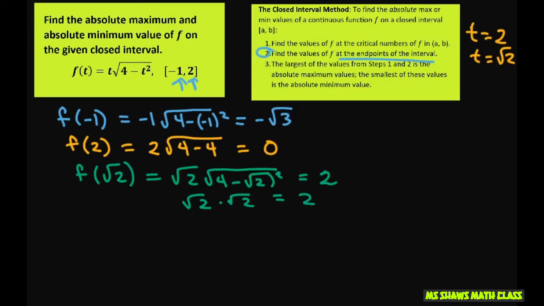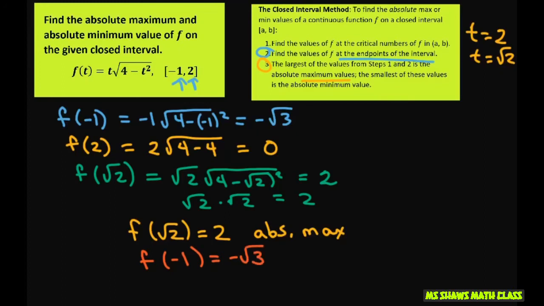So basically, we're going to do step 3. The largest value is going to be our absolute maximum. So our largest value is f of square root of 2 equals 2, and that's the absolute maximum. Our minimum is the smallest number, and that's f of negative 1 equals negative square root of 3, which is approximately negative 1.73. So that's going to be your absolute minimum.